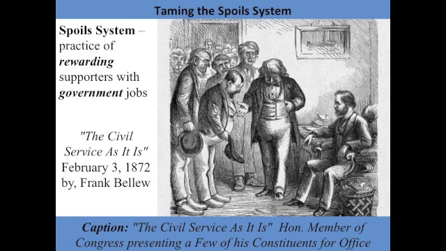So if you were a big supporter or a big fan of the person running for election and they won, very often you would be rewarded with a government job.